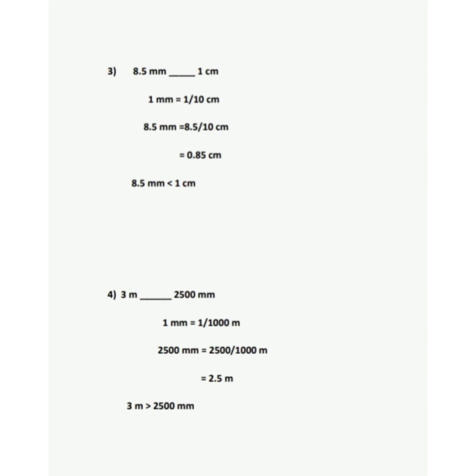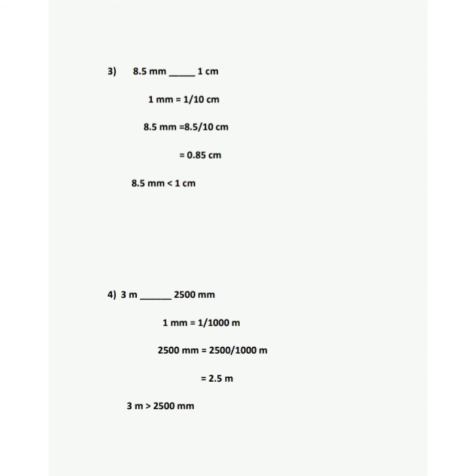Next problem is 3 meter dash 2500 millimeter. Here we should compare meter and millimeter. So we use this formula: 1 millimeter equal to 1 by 1000 meter. So 2500 millimeter equal to 2500 divided by 1000 meter. We get this answer, 2.5 meter.